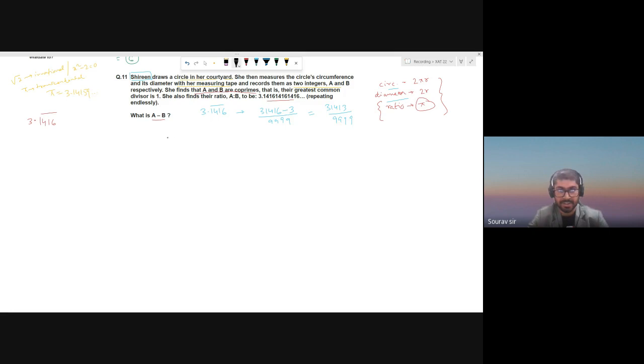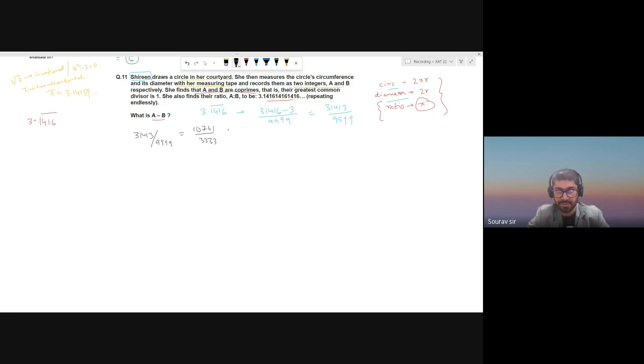So cancelling by 3, we have 31413 by 4 nines is equal to 10471 by 3333. Now these two numbers don't divide each other. This is not divisible by 3. Okay, and you can, in the exam, if you're not sure, you can just check HCF via long division method. It shouldn't take more steps. So these are co-prime, as she calculated.